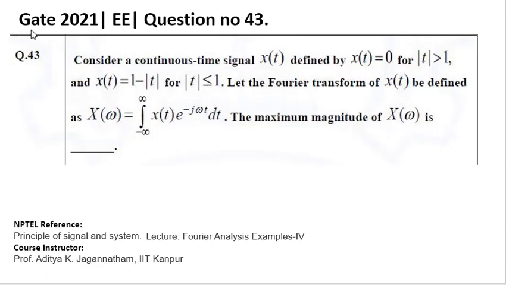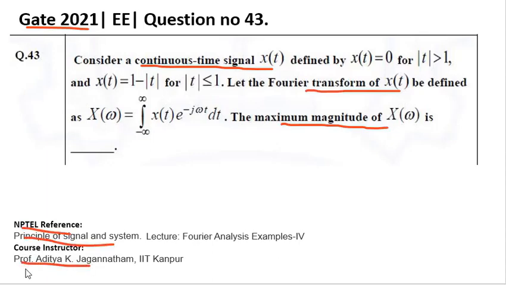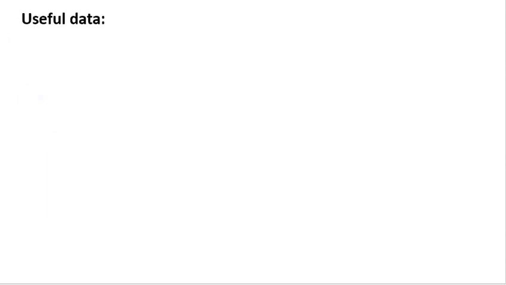So this is a question given in GATE 2020-21 in which you are given a continuous time signal x of t, and you need to find the Fourier transform of x of t and find the maximum magnitude of X of omega. The NPTEL reference for this question you can find in Principles of Signals and Systems by Professor Aditya Jagannathan. The useful data for this question is that if you remember the formula of the Fourier transform of a triangular function, then this question becomes very easy.